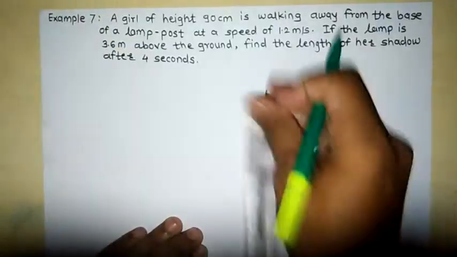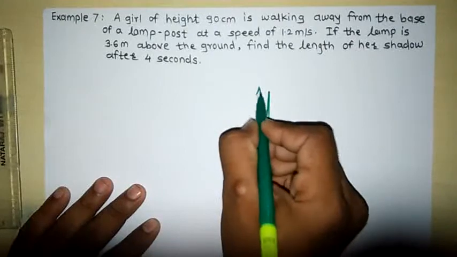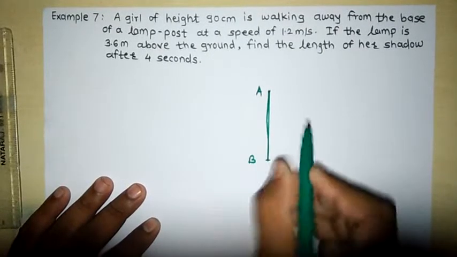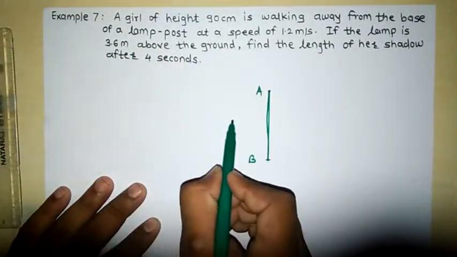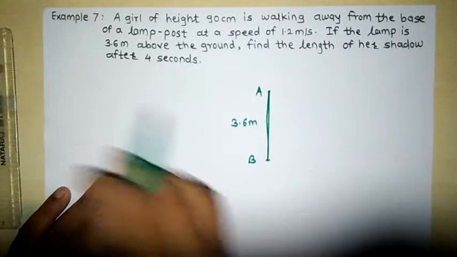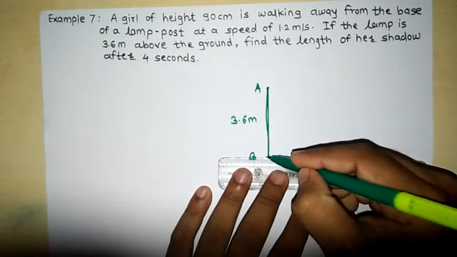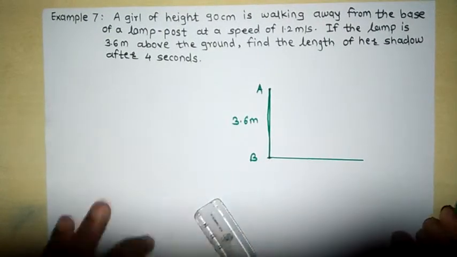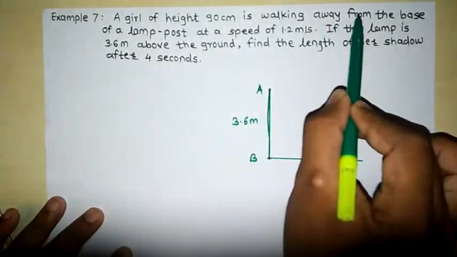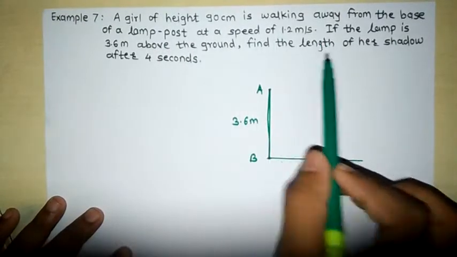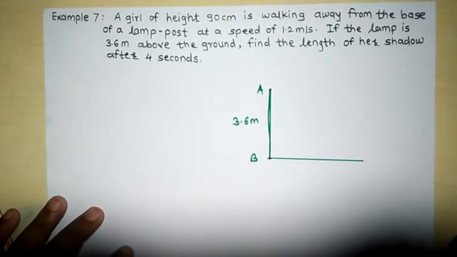I will draw a straight one. This AB is the lamp post. And what is the height of the lamp post? The lamp post height is 3.6 meter above the ground level. And I will consider a girl. See here what is given in the question: a girl of height 90 centimeter is walking away from the base of a lamp post at a speed of 1.2 meter per second, and after 4 seconds, what is her shadow we have to find here.